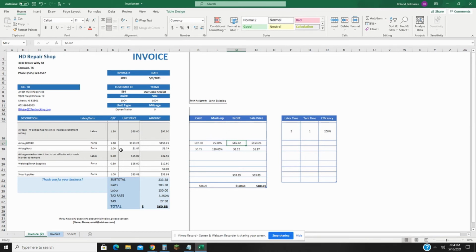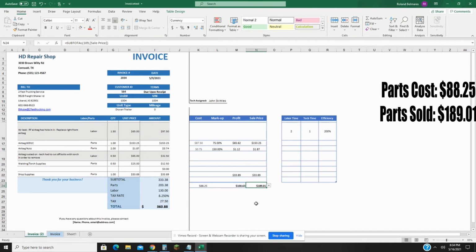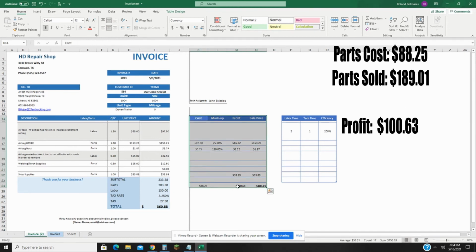So add those two together, you get $153.25. The airbag nuts are 75 cents each. Mark it up 150%, which equals $1.12 in profit. So $1.12 plus 75 cents is $1.87. Now it cost us $88.25 to get this job done. We sold the parts for $189.01, and our profit is $163, which is pretty good.